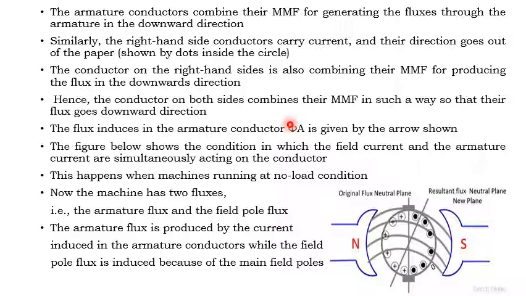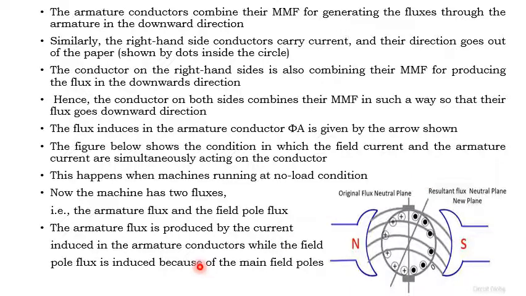Now here we consider the condition in which the field current and the armature current are simultaneously acting on the conductor. So both fields act on the conductor simultaneously: the field produced by the armature conductor and the field produced by the main pole. This is the case we consider here. This happens when the machine is running at a no load condition.